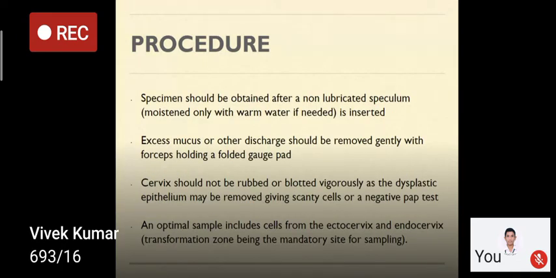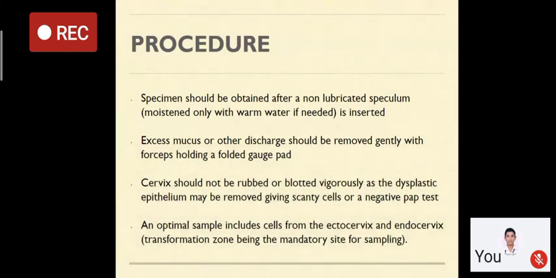Procedure: how do we do it? Specimen should be obtained after a non-lubricated speculum, and no antiseptic solution should be applied. It should not be dipped in betadine or Savlon. Normal saline only may be used for lubrication if required. Excess mucus or other discharge should be removed gently by forceps holding a folded gauze. The cervix should not be rubbed or blotted vigorously, as the dysplastic epithelium may be removed, giving scanty cells or a negative pap smear. So you should not rub the cervix hard.